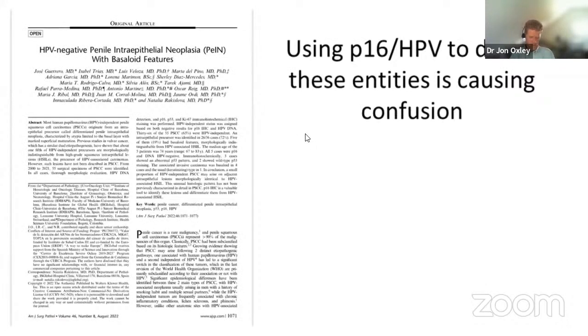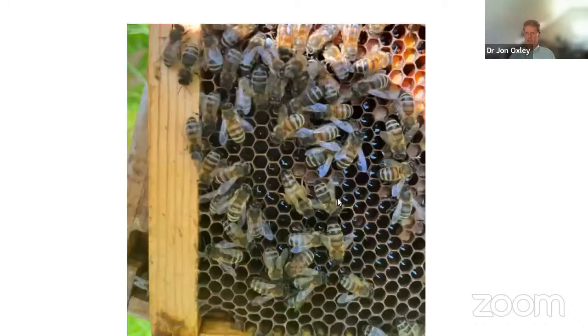And just to highlight that there is an increasing number of cases. As soon as you start applying P16 to these cases, you're going to find lots of cases which have basaloid features, but are P16 negative. And here's a recent paper showing you can have basaloid features in PEIN, but they are negative. And I think it's causing a lot of confusion, because a negative HPV does not make it a differentiated PEIN. It's just PEIN, HPV unrelated or independent, should I say.